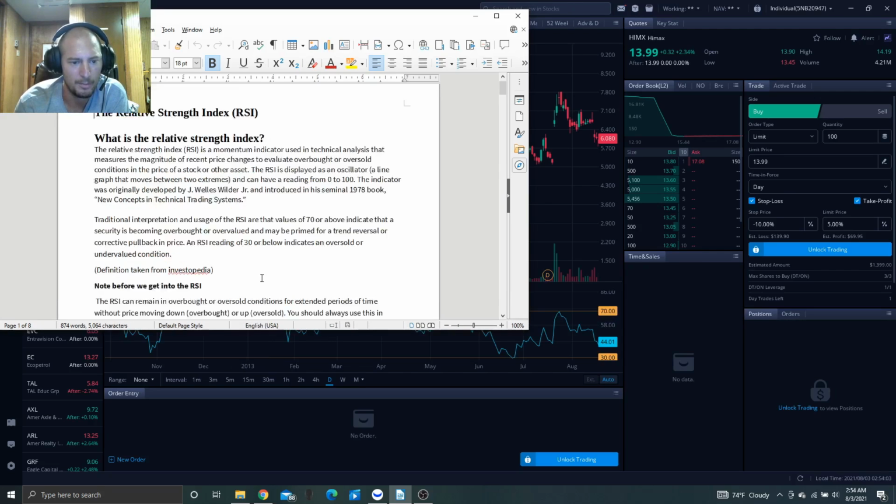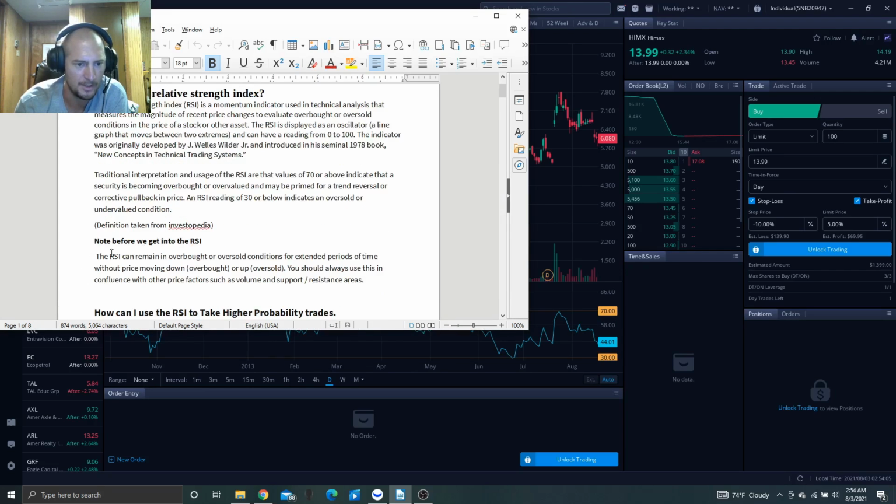Alright, before we get into the RSI, let's note that it can remain in overbought or oversold conditions for extended periods of time without the price moving down when it's overbought or up if it's oversold. This indicator is not the end-all be-all, and you should always use it in confluence with other price factors such as volume, support, resistance, your other indicators, and the tape reading that we've learned about.